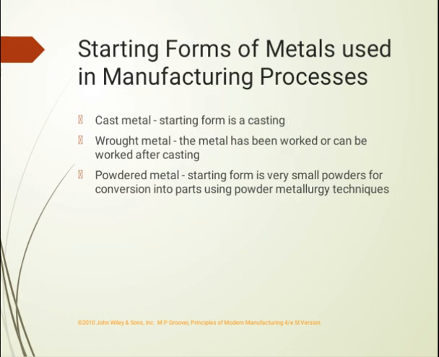Starting forms of metals used in manufacturing processes are cast metals, wrought metal, and powdered metal. If we see cast metal, our starting form is a casting. Wrought metal is metal that has been worked or can be worked after the casting process is done. Powdered metals have a starting form of very small powders for parts using powder metallurgical techniques.